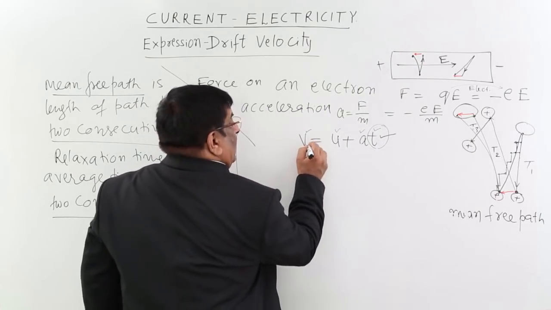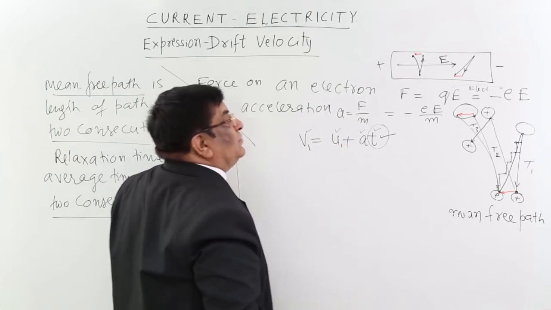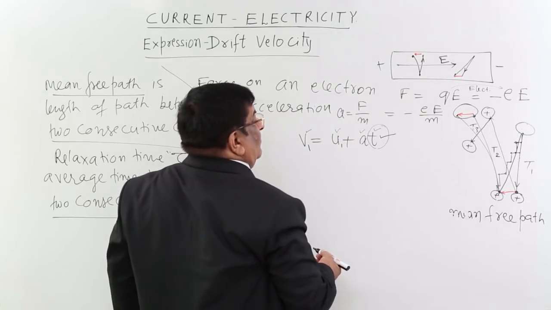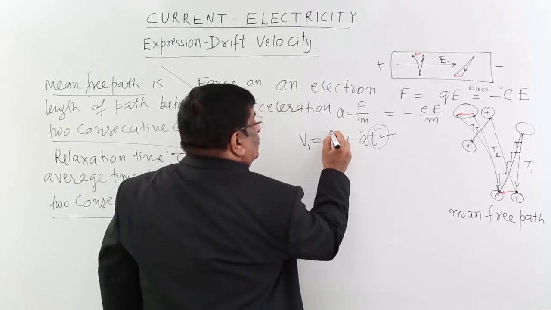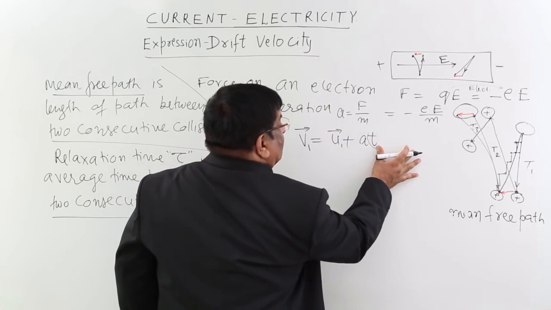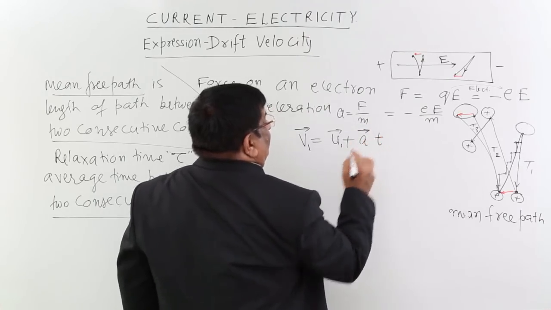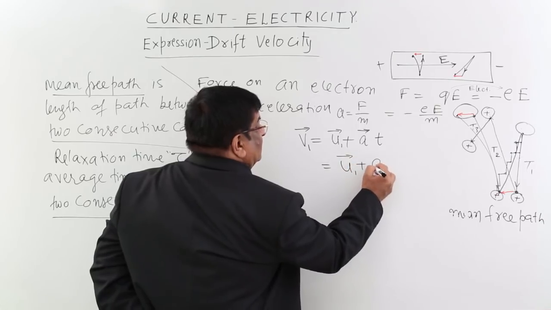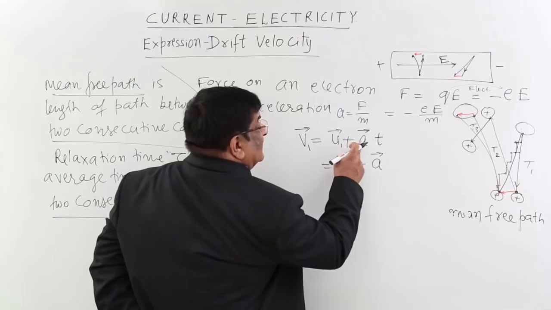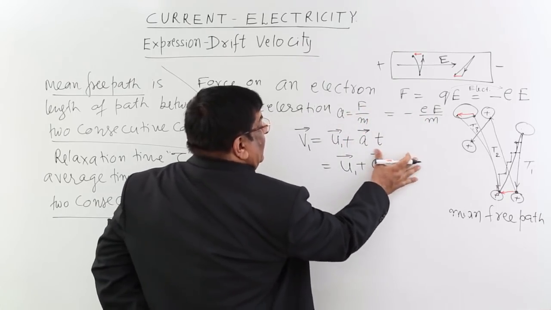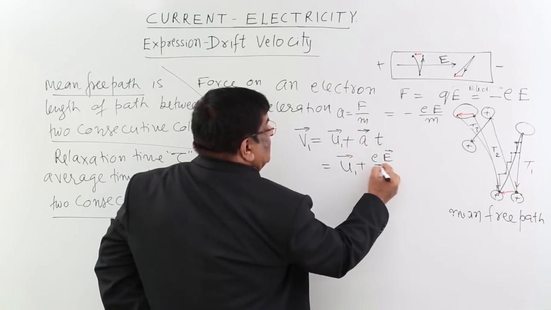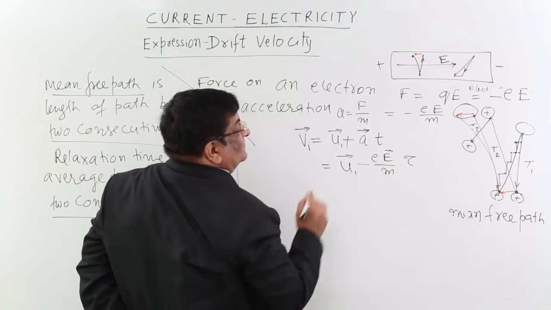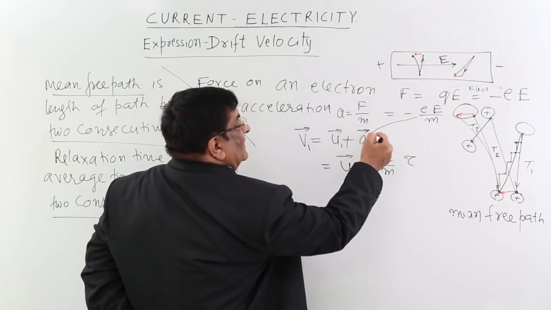The velocity for one electron, V1, will be the initial velocity of the electron, U1, plus acceleration into time. What is the initial velocity? This is the velocity U1. Then there will be a certain acceleration, so what will be the final velocity? Initial velocity U1 plus acceleration into time, which I can write as U1 plus acceleration into tau. This acceleration we have already calculated as eE upon m. So I will write eE upon m into tau. This is negative, so I will put it as negative. This is the value of a taken from here.